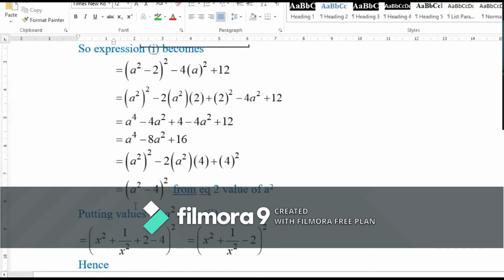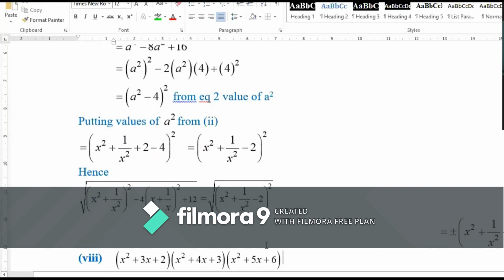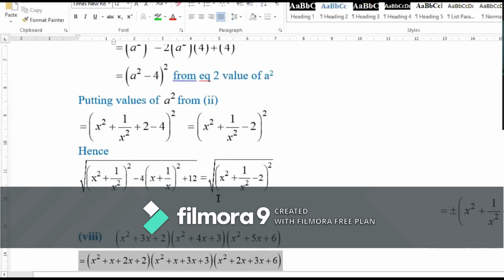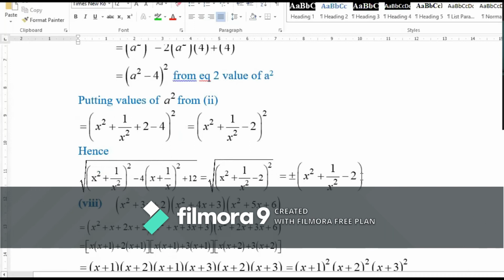Now a square's value is x square plus 1 over x square. I have rewritten it once again here. So the value of a square is substituted. 2 minus 4 will become minus 2. So it will become a perfect square. And once the perfect square is arranged, in the next step we will write the statement of the question again, and then take the square root sign over it, and this will give you the answer like this one. So it is the end of the question.